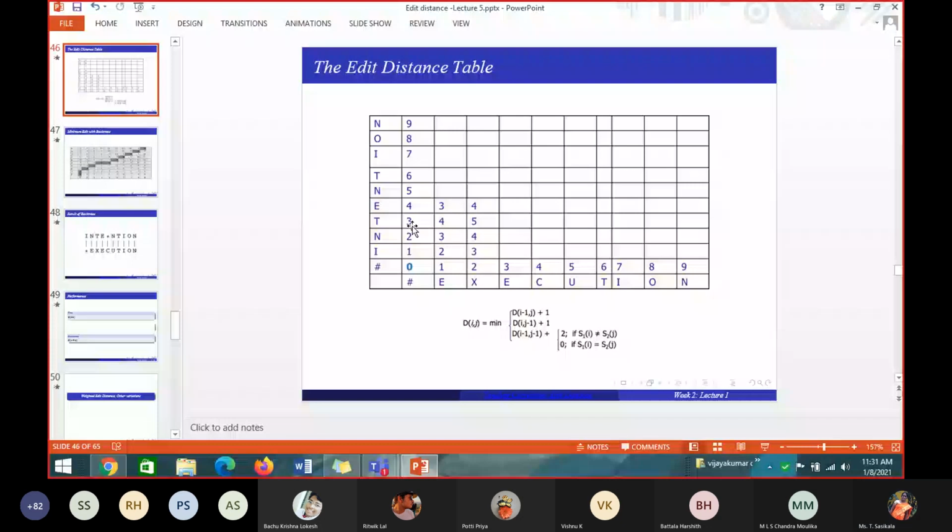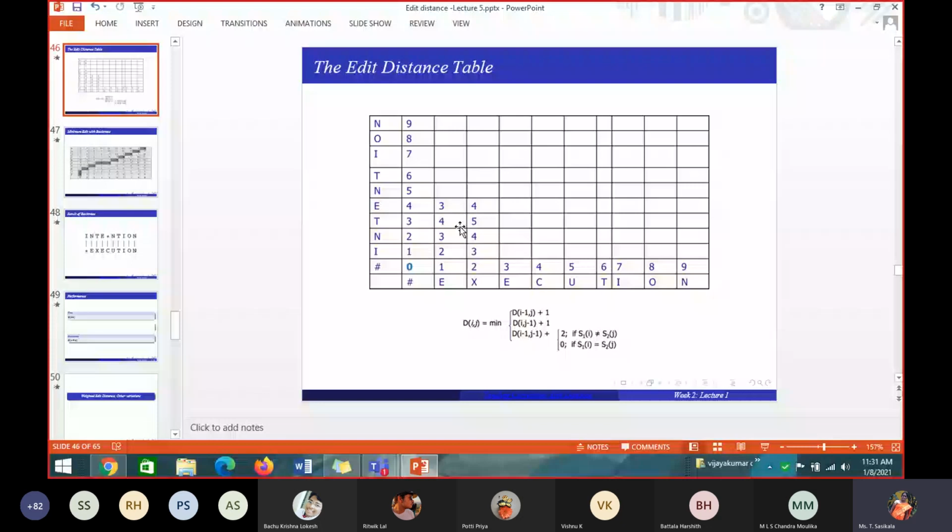Diagonal, what is already available? 2. Whether these two letters, T and E, are the same? No. So what do I have to add? Plus 2. So what answer am I getting for diagonal? 4. So left side 4, down 4, diagonal 4. Among these three values, what is the minimum value? 4. Next, compare E and E.